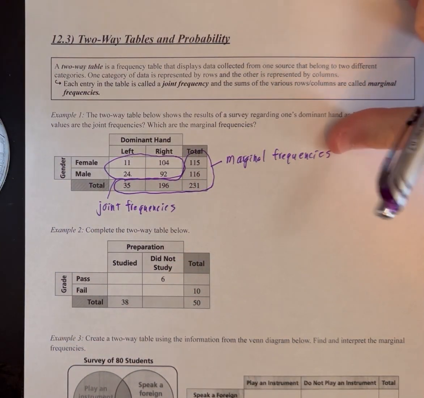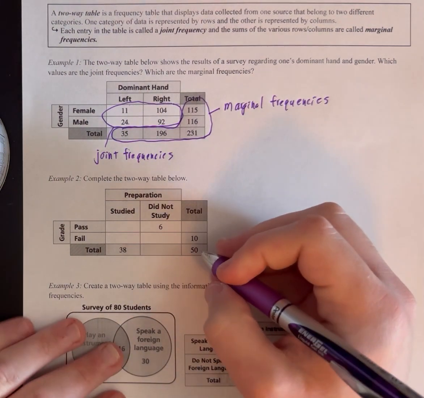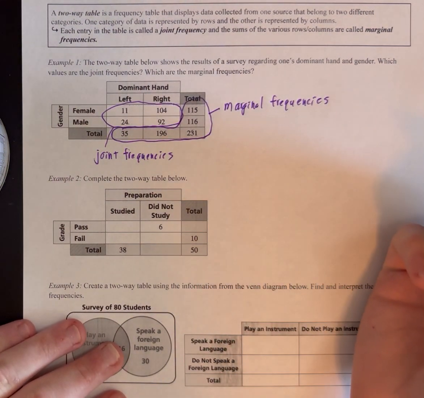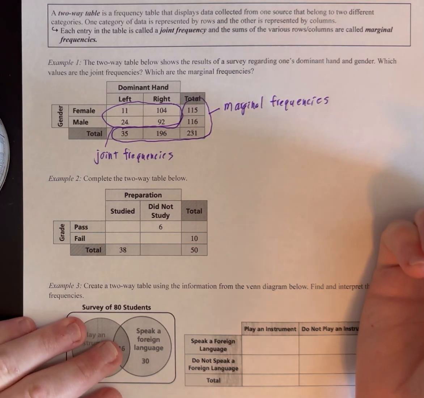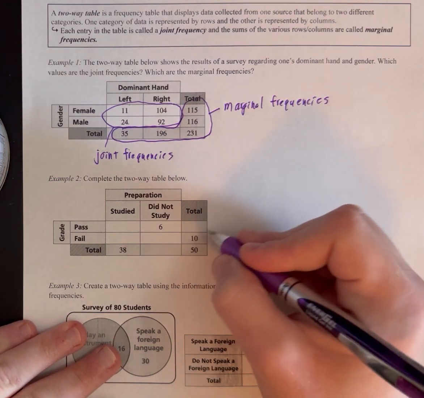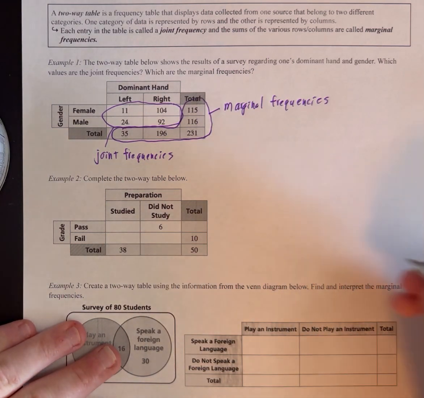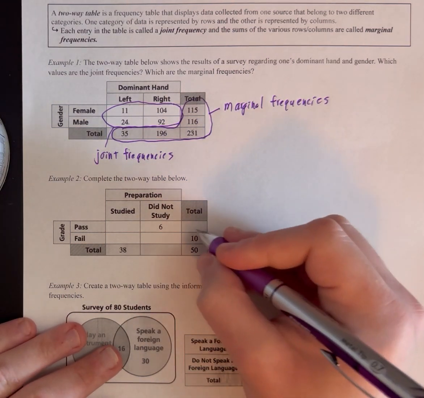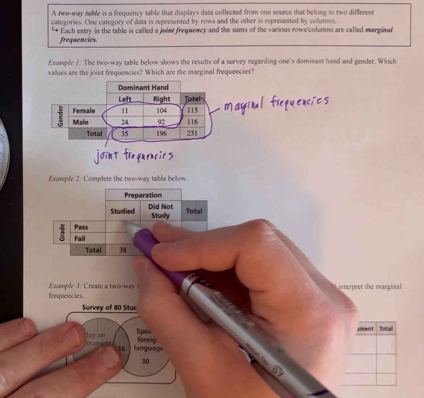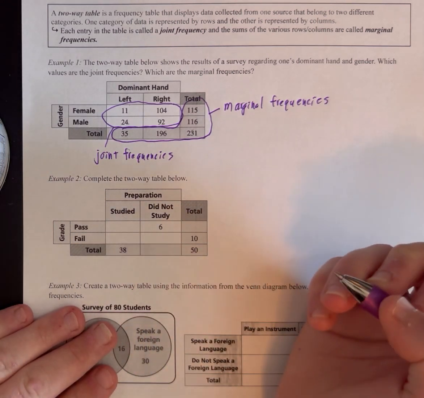So let's look at this next question. Complete the two-way table below. This is kind of like a little puzzle. If you've ever played Sudoku or something like that, you're trying to fill in a bunch of squares and whatnot. It's kind of the same concept here, except this is a lot easier. So for instance, let's try and fill in the first thing we can. Can you fill in how many people passed and studied? No, it's not really enough information.